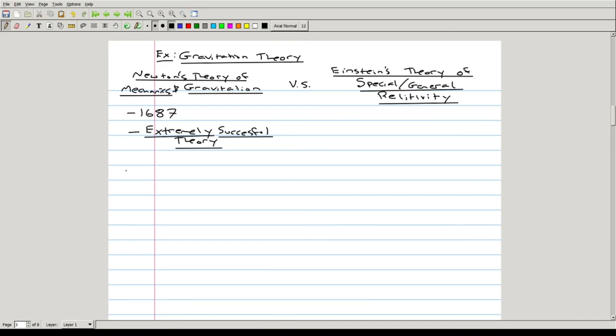It is so successful, in fact, that this theory was actually used to achieve the moon landing in the Apollo missions, which is one of the biggest achievements of mankind. It's also used by current-day astronomers and astronauts in current-day missions where relativistic corrections are not needed.